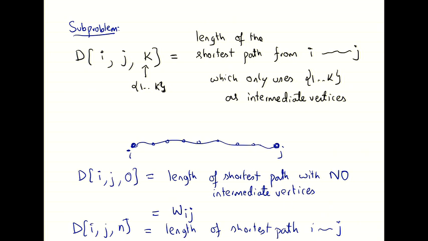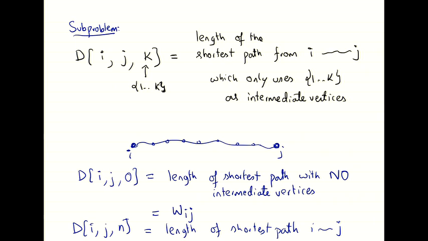Any questions on this? Is the definition of the subproblem clear? It's really important to internalize the definition, so that you remember it without having to look at it. So d_ijk is the length of the shortest path from i to j that only uses vertices from 1 through k in between. Okay? Remember the definition because that's going to be important as we write the recurrence relation. All right?